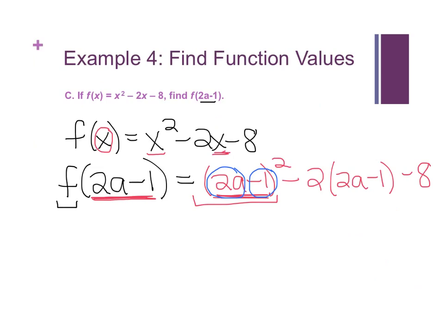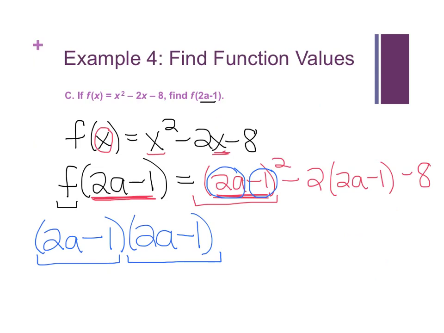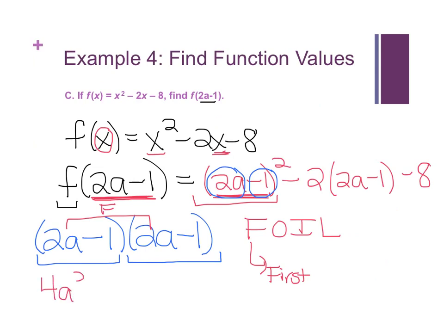And when you square a binomial, remember something squared really just means that thing times itself. So 2a minus 1 quantity squared is 2a minus 1 times 2a minus 1. When you multiply a binomial times another binomial, you use the FOIL method. FOIL means to multiply the first terms together. These first terms in each parenthesis, 2a times 2a, give me 4a squared.